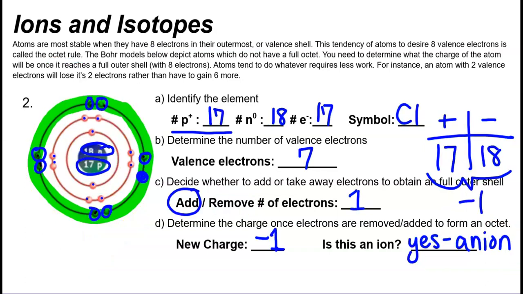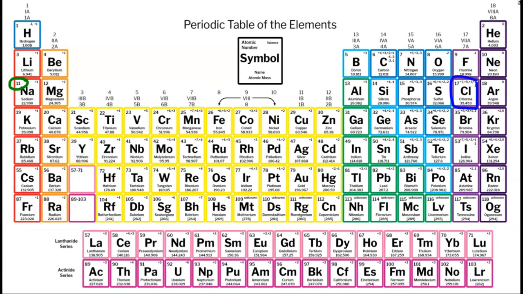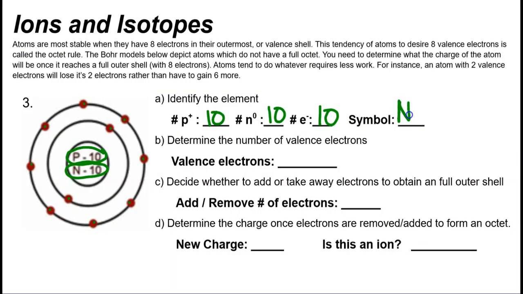All right, looking at number 2, moving on to number 3. Let's identify the element. Number of protons. There are 10 protons. Number of neutrons. We also have 10 neutrons. And we need to count our electrons. 1, 2, 3, 4, 5, 6, 7, 8, 9, 10. To figure out our symbol, we look on our periodic table for the element that has 10 protons. And that looks like it will be neon, Ne. Chemical symbol, Ne.